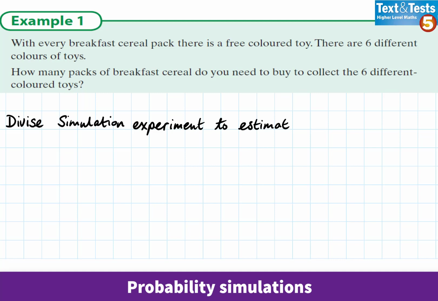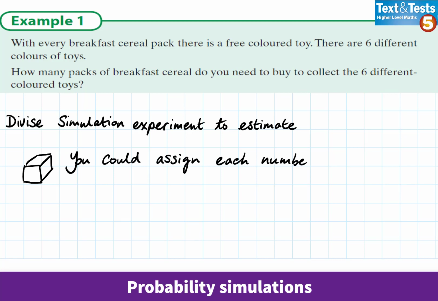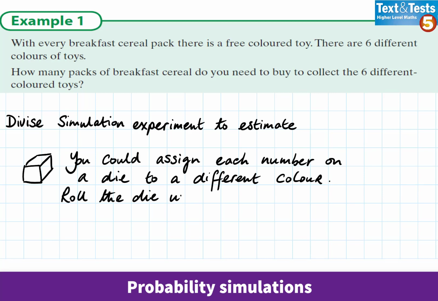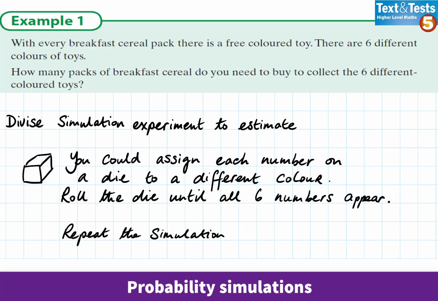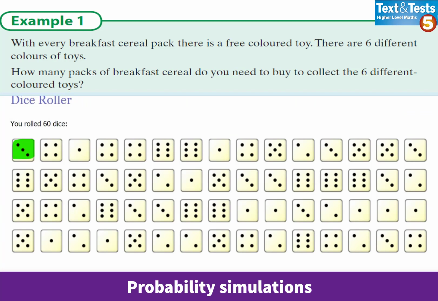Because there are 6 toys, you might use a dice as one way to do this, or a die is a singular. So if we could assign each number on a die to a particular colour, what we could then do is roll the dice and keep rolling it until all 6 numbers or all 6 colours have come up. And we could repeat this several times to see on average how long it would take to get all 6 numbers. This could be speeded up maybe if you used a computer generator.